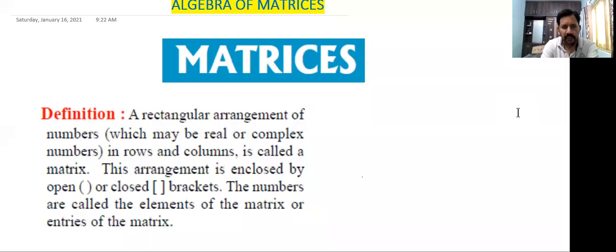Today I am going to explain the matrices concept. Now, what is the definition of matrix?